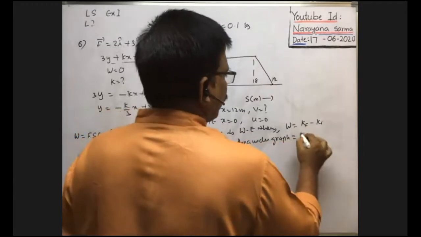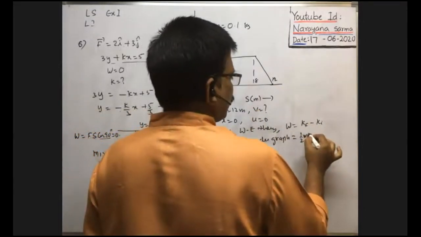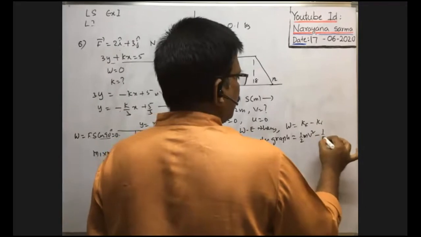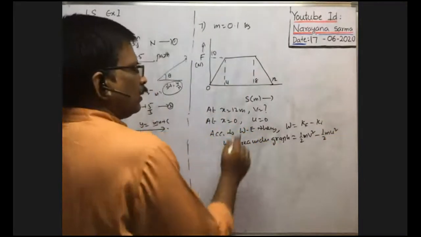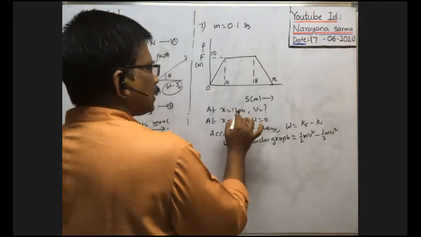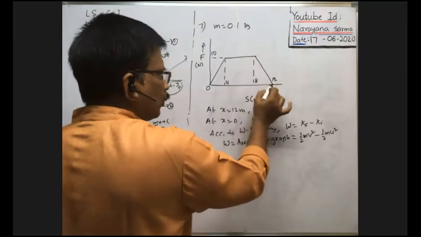That is equal to final kinetic energy, means half m into final velocity at x equal to 12 meter. They asked that, that's why half m (v square minus initial velocity square). Now you substitute the area under the graph. Here they ask the velocity at x equal 12. That's why up to 12 we have to find the area under the graph up to x equal 12 meter.